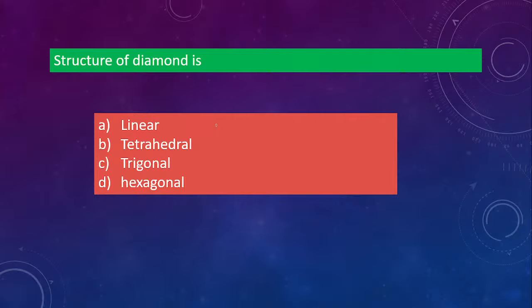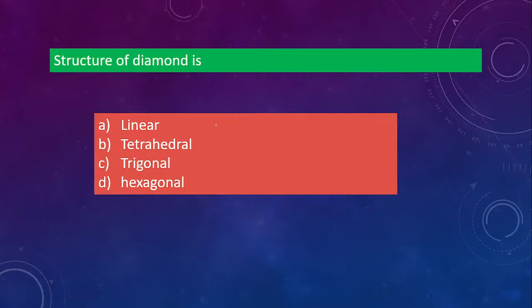Hello, Pankaj, Bankai. Can you tell me this answer? What is the structure of diamond? Is it linear, tetrahedral, trigonal, or hexagonal? A, B, C, or D? Which one? Okay, Ayush is going for D.